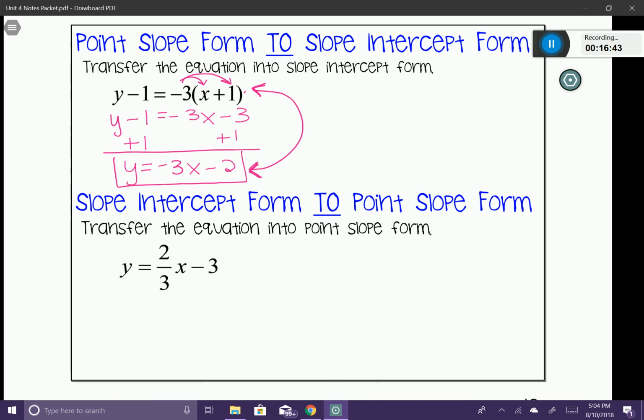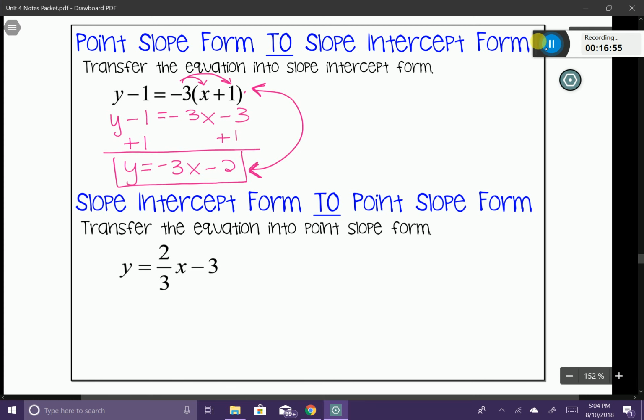Now, what if I start with slope-intercept form and I want to put it into point-slope form? Well, there's one additional little piece of information that you have to recognize here. So if we want to put this into point-slope form and we're looking at it, we can already identify the slope, right? We can see that the slope is going to be 2/3. Now, where do I get the point from? The point is going to be located by the y-intercept, because isn't a y-intercept a point on the coordinate plane? The point is going to be at 0, -3.